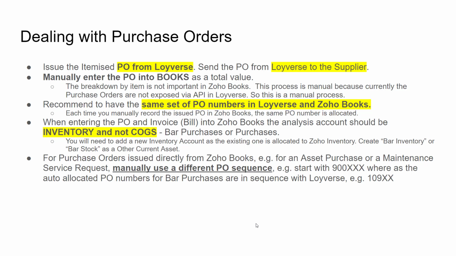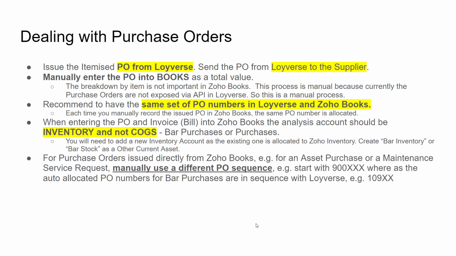Now what you need to do is manually enter the purchase order into Books just as a total value. So a breakdown by item is not important in Zoho Books, as I've said. This process is manual simply because the current purchase orders in Loyverse are not exposed via the API. So this is why we need to manually enter them into Zoho Books.